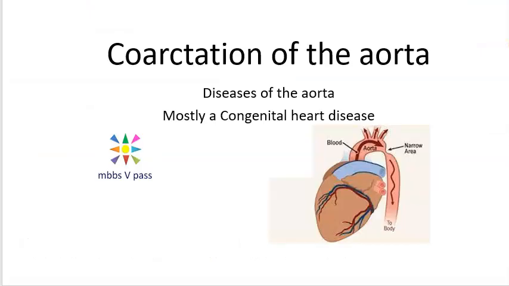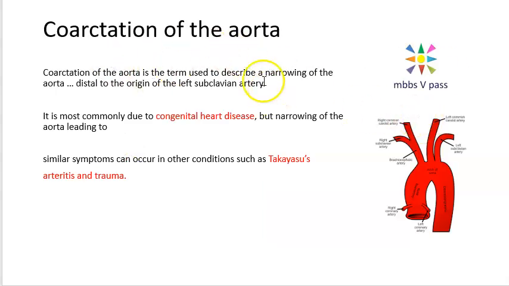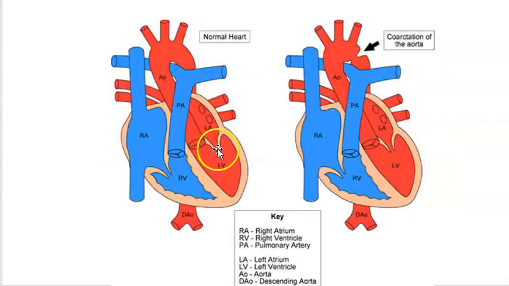Okay. Now let's take a recap of the coarctation of aorta topic. Basically, this is narrowing of the aorta. So it is a disease of the aorta. It is mostly congenital. It can be acquired also. Now, coarctation of aorta is a narrowing of the aorta distal to the origin of the left subclavian artery, which we have explained in detail to you already. It is mostly congenital. Similar symptoms can occur in Takayasu arteritis and trauma. You can see here, distal to the origin of the left subclavian artery, this narrowing is there.